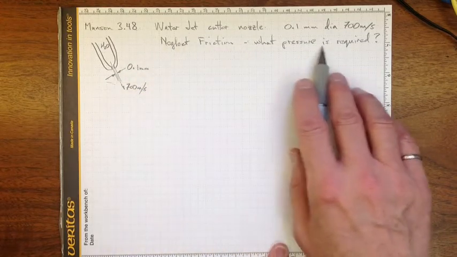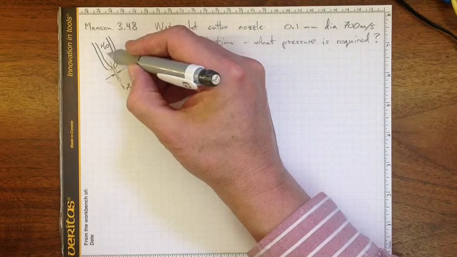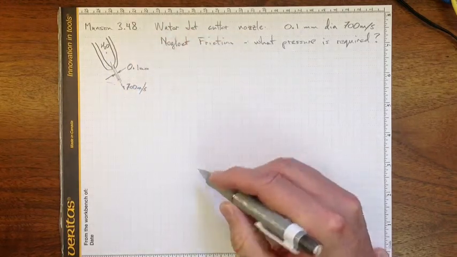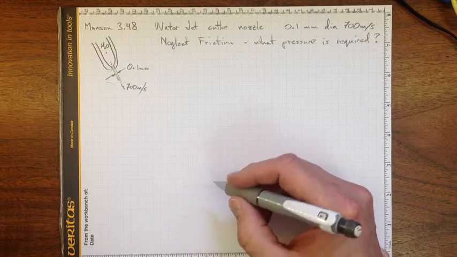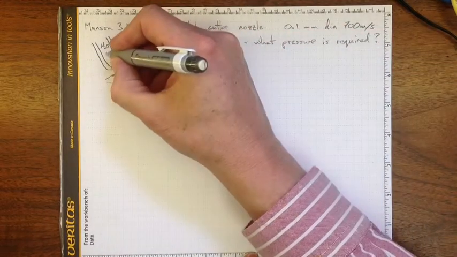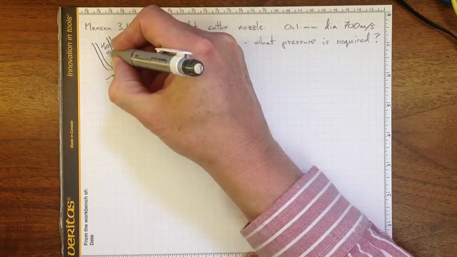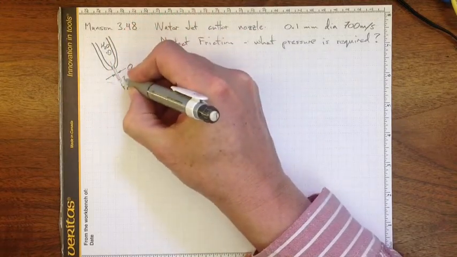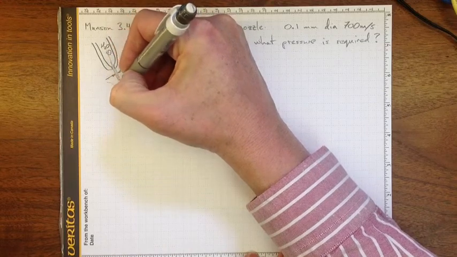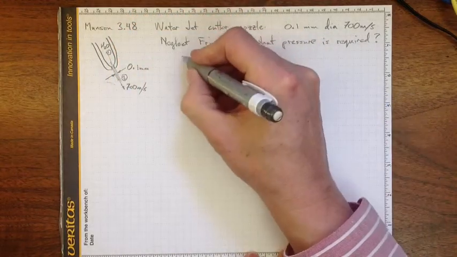If we neglect friction, what pressure is required back up here in the nozzle in order to get this velocity of 700 meters per second out here in the jet? To get the answer, we apply Bernoulli's equation. We need to pick 2 points. I'll call that point 1 and this point 2. They're along a streamline following out through the nozzle.